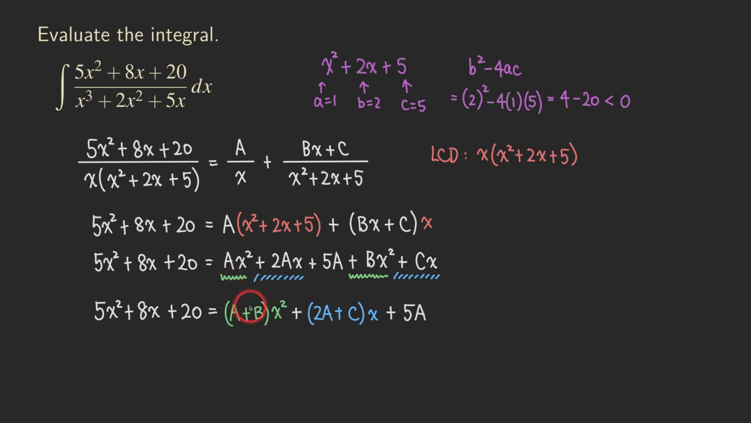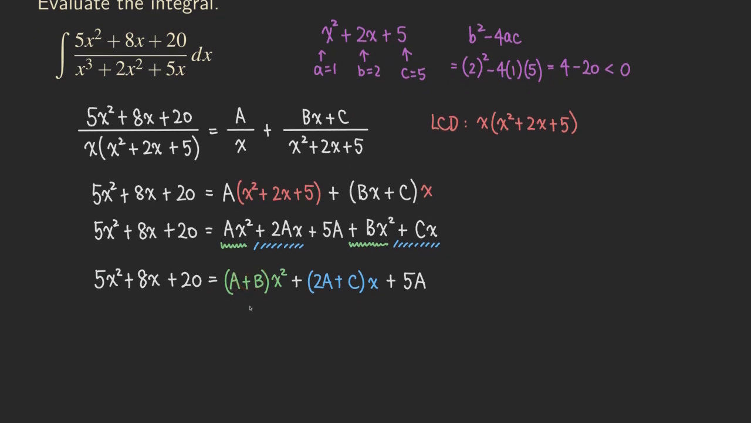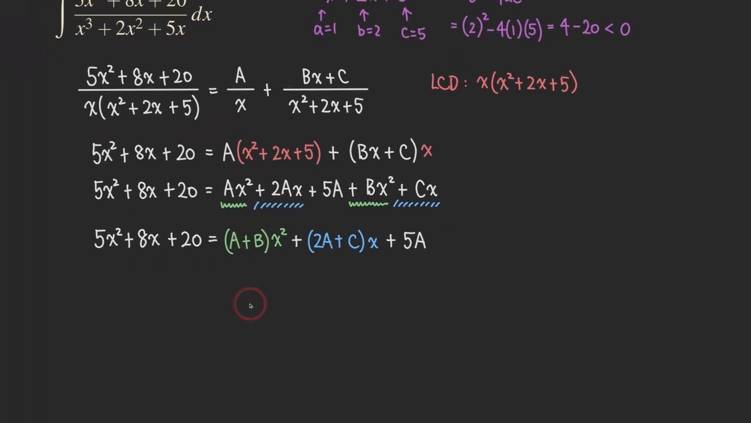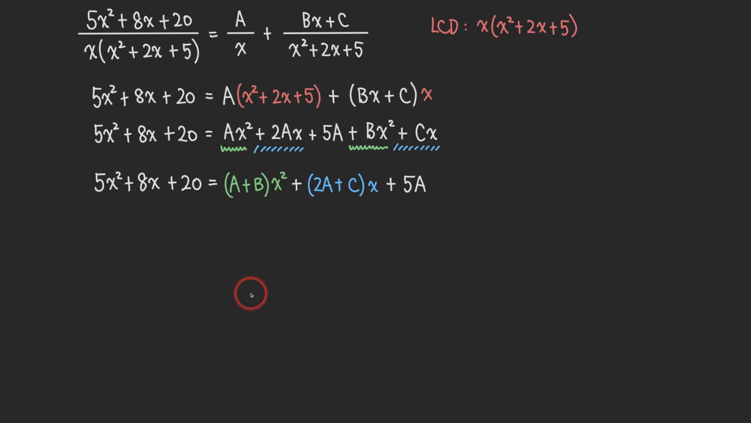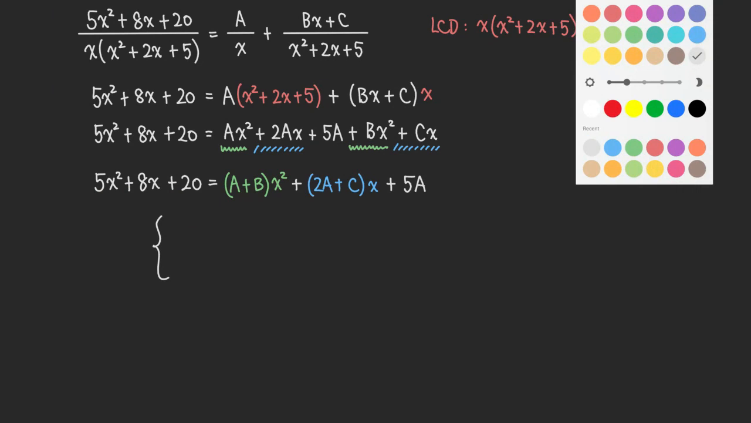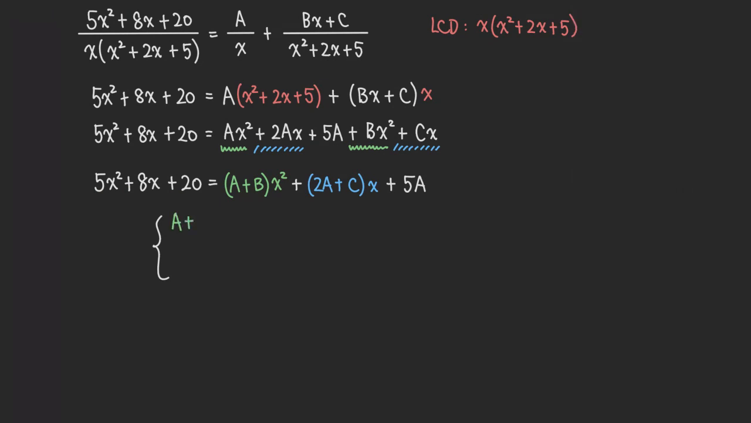Okay, so that's good so far, right? What we're going to do next is match the coefficients and set up a system of equations. So we are getting this and that, matching with this side. So we have a plus b, because a plus b is the coefficient of the x squared term. That is equal to the coefficient of the x squared term on the left side, so it's equal to 5.